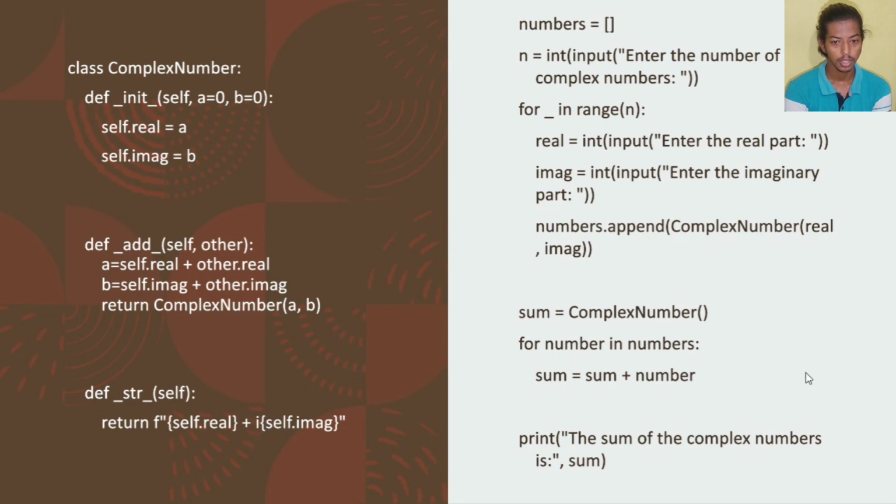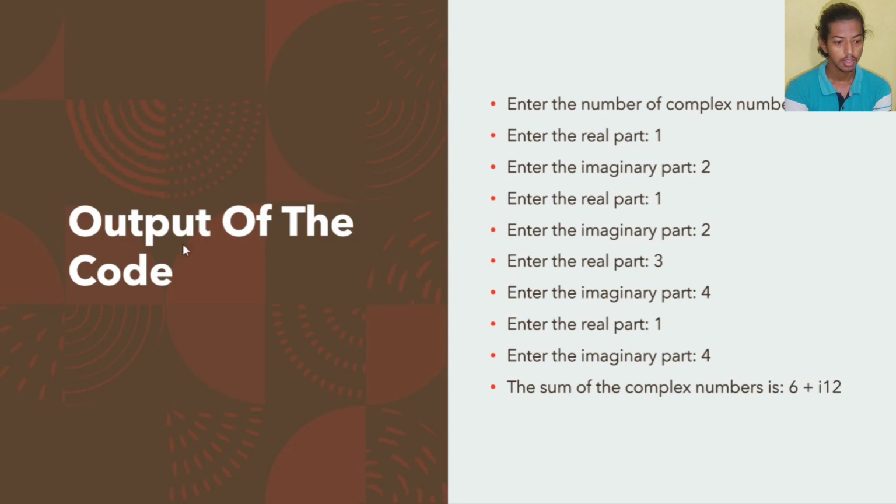So let's look at the output. In the output we have: enter the number of complex numbers. I'm taking 4. Enter the real part. First one is 1. Enter the imaginary part, 2. Then again real part is 1, imaginary part is 2, real part is 3, imaginary is 4, same way 1 and 4. So 1 plus 1 plus 3 plus 1 is equal to 6. So 2 plus 2 is 4, 4 plus 4 is 8, 8 plus 4 is 12. So why 12? This is the way the code is running.